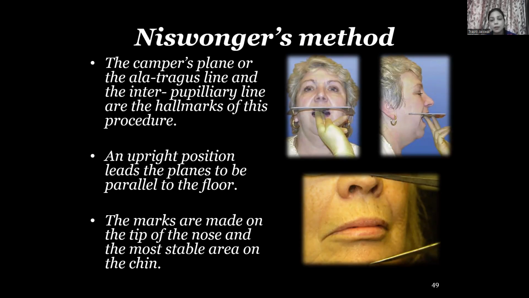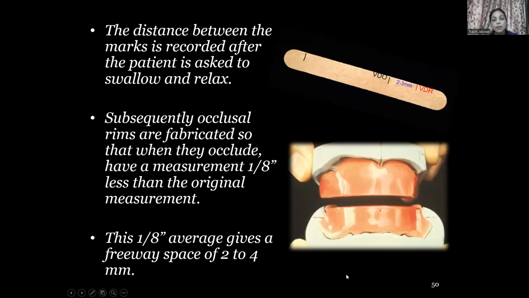Like this, with the help of paper with micropore tape, or with the help of a marker, we can mark the point on the nasal tip and the most prominent point of the chin, because they are the most prominent stable landmarks. So the distance between the marks is recorded as the patient is asked to swallow and relax. Subsequently, occlusal rims are fabricated so that when they occlude, they have a measurement of 2 to 4 mm less than the original measurement. This average gives a freeway space of 2 to 4 mm.